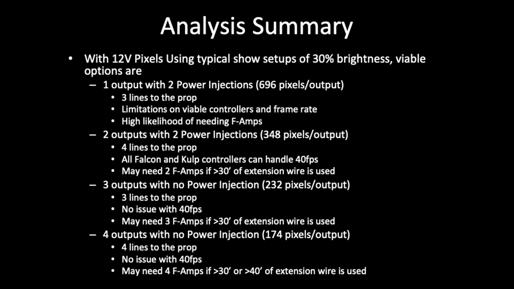If you're running 4 outputs with no power injection, you have 174 pixels per output. You'll have 4 sets of wires going to the prop. Again, no issues with 40 frames per second. And again, depending on how far your extension wire runs, you may need 4 F-amps if you're more than 30 or 40 feet or so.